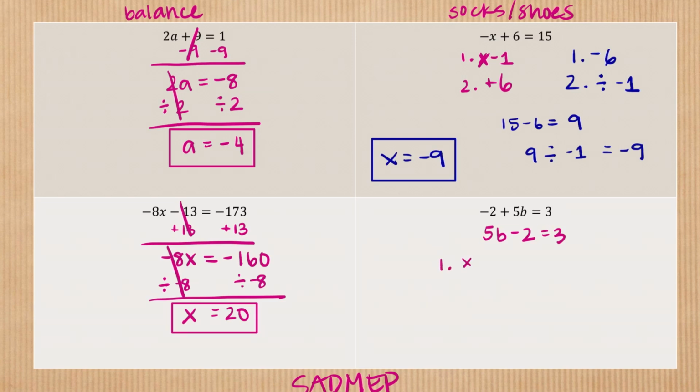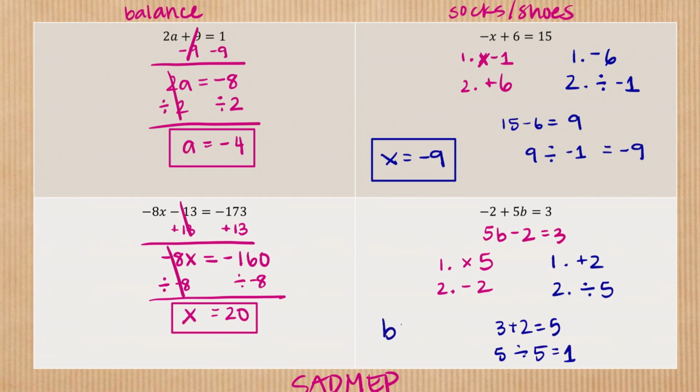Okay, so in this case, I would multiply by 5, subtract 2. So the opposite would be to add 2, and then divide by, oh my gosh, I can't write it in. There we go, divide by 5. Okay, so then I have 3 plus 2 is 5. And then I have 5 divided by 5 is 1. So B equals 1. And always remember to use the letter that you are given.